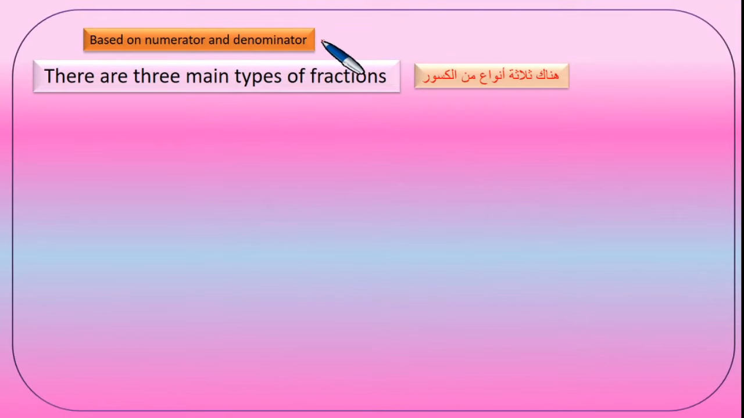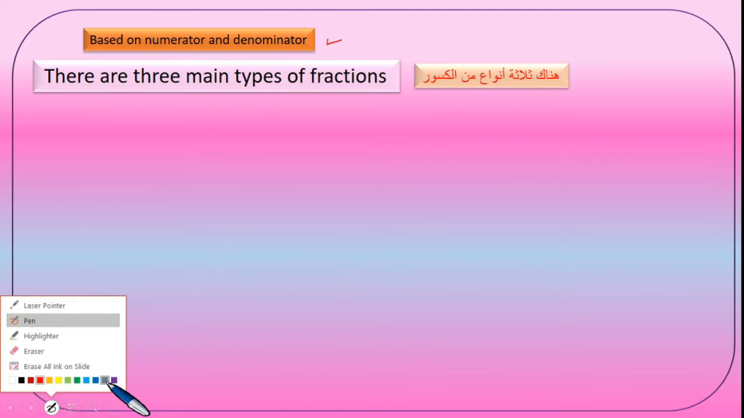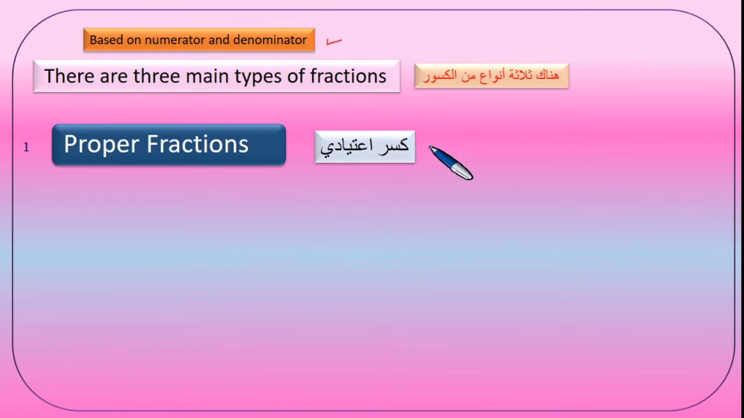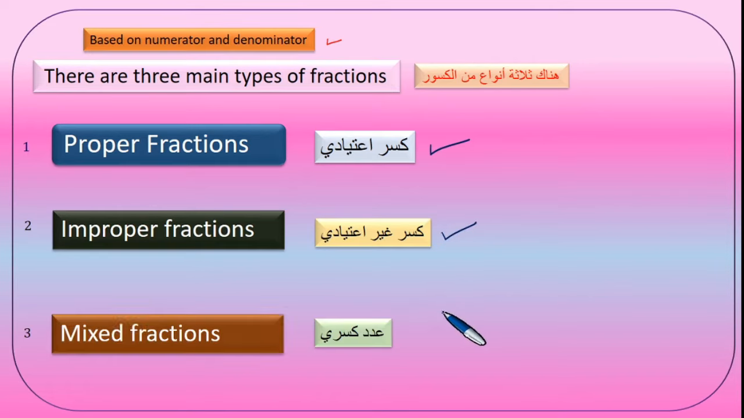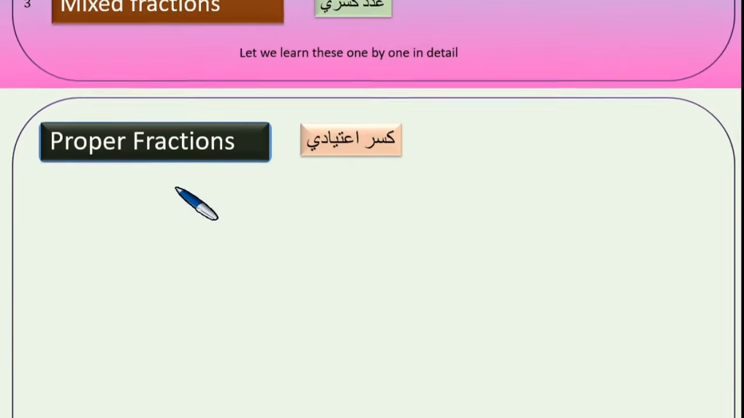Based on numerator and denominator, there are 3 main types of fractions. First one is proper fraction, then improper fraction, and mixed fraction. Let us learn these one by one in detail. So let me start first with proper fraction.